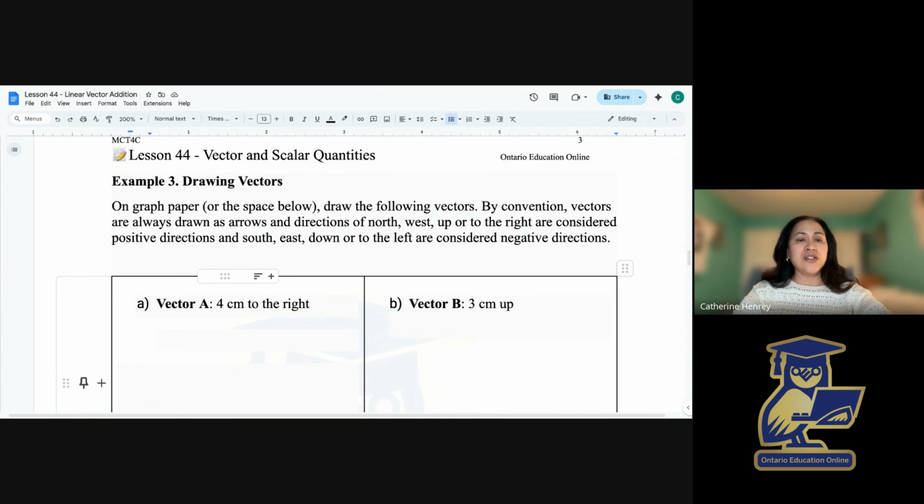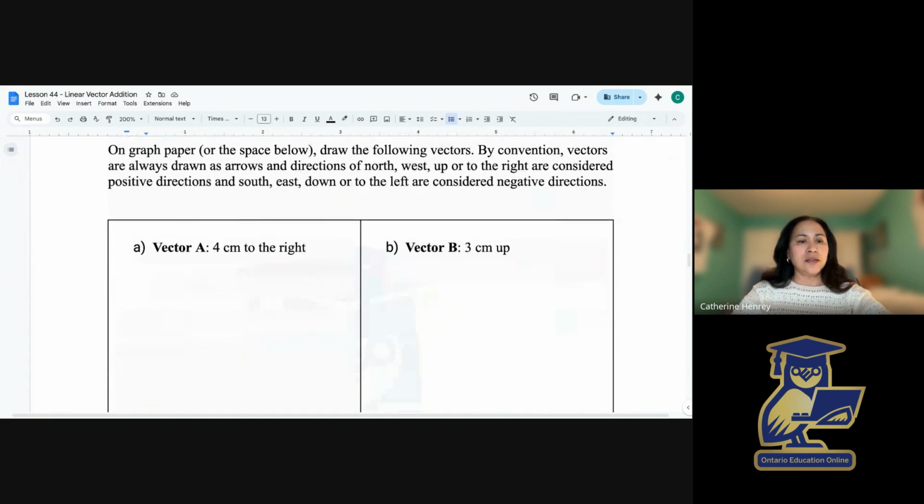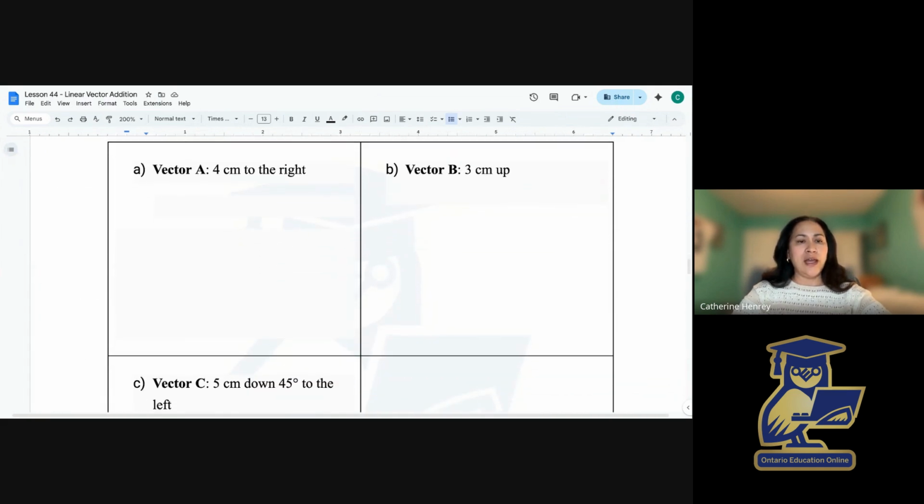And then directions south, east, down, or to the left are considered negative directions, and we usually add a negative sign. So let's see how we would draw a vector A that represents 4 centimeters to the right. What I'll do here is I will go into the box.